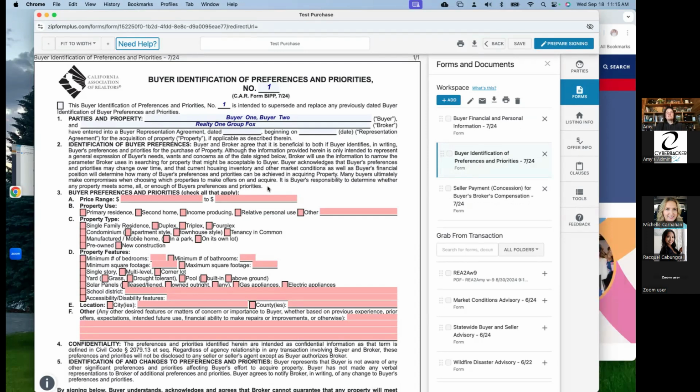So this is that same form, and then I wouldn't just have them fill it out and then stick it in the file and forget about it, or have them fill it out and then start doing searches based on this information. I would recommend having a conversation with your buyer about this form, right? I see here that you put in the price range that you're looking for properties up to 650,000. Is that the top end of what you're pre-approved for? Or do you know what your max pre-approval is?